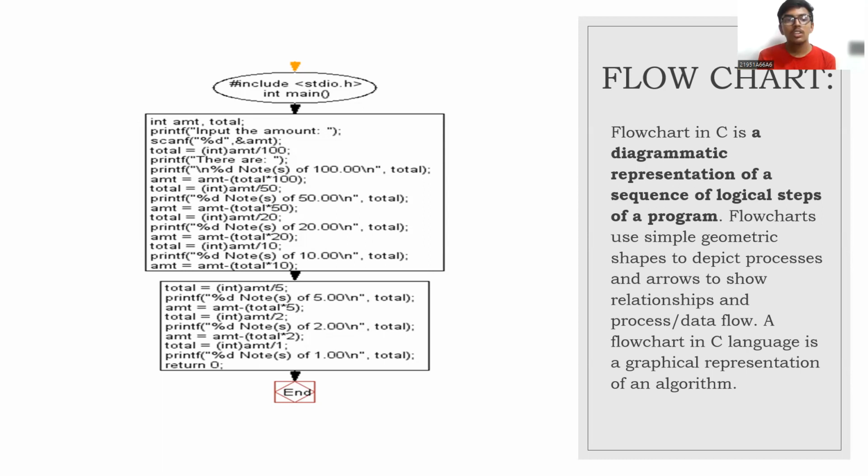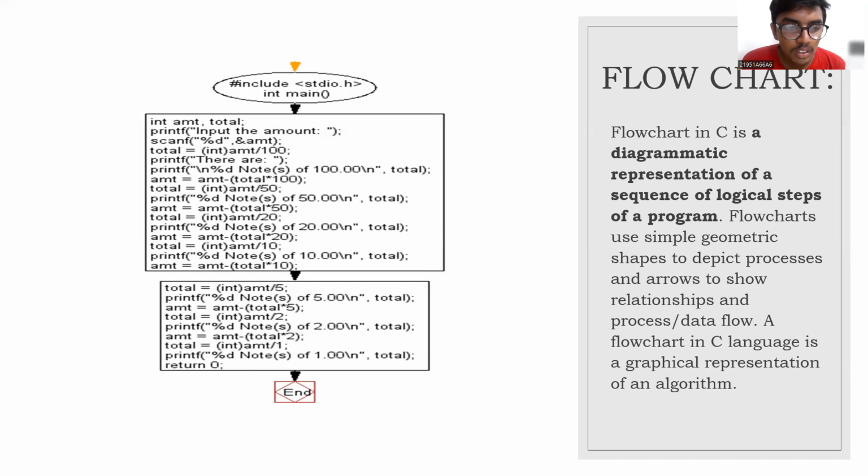Total is equal to int of amount by 5. Printf of "%d notes of 5", total. Amount is equal to amount minus total into 5. Total is equal to int of amount by 2. Amount is equal to amount minus total into 2. Total is equal to int of amount by 1. Printf of "%d notes of 1", total.